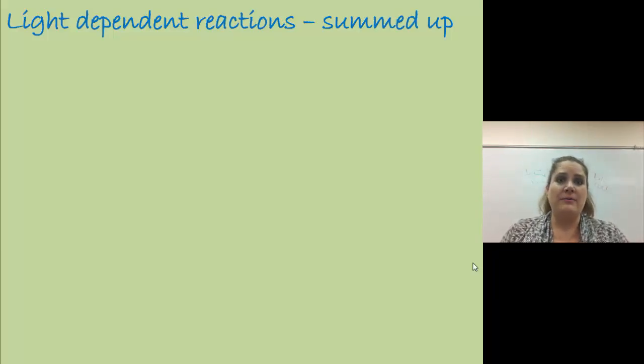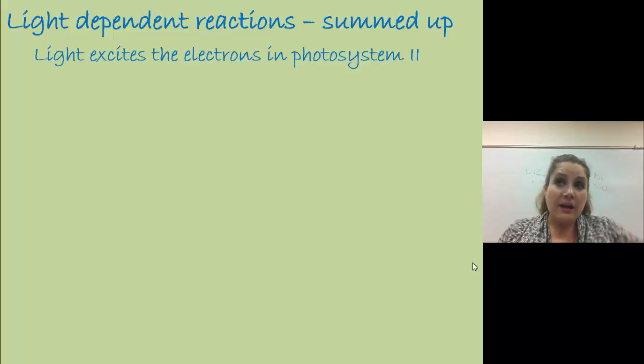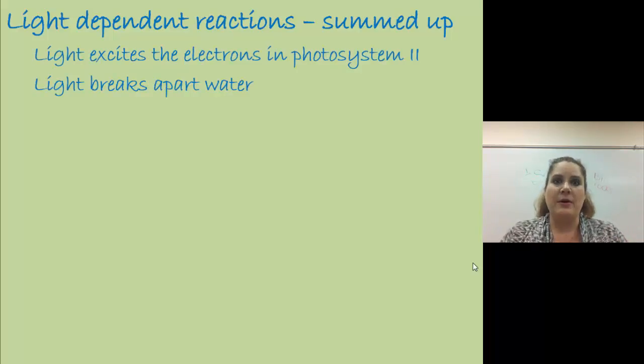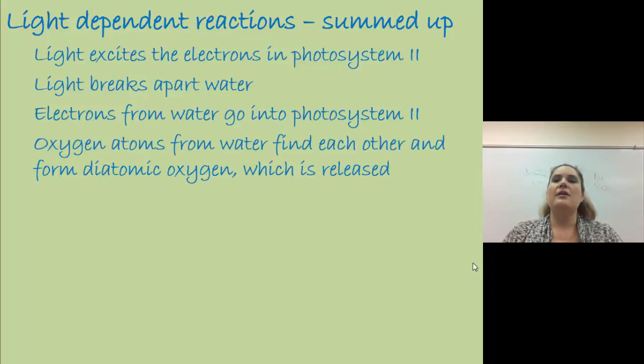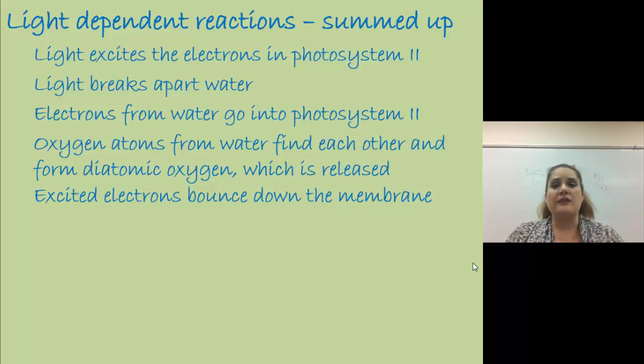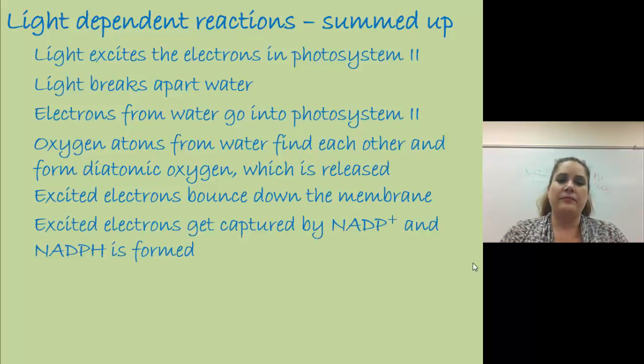So, the light-dependent reactions. The light comes in and excites the electrons in photosystem 2. The light breaks apart the water. The electrons from the water go into photosystem 2 to replace the ones that just popped out. The oxygen atoms from the water are going to find each other and form diatomic oxygen, which gets released. That's one of our byproducts. The excited electrons are going to go bouncing down the membrane. The excited electrons are going to get captured by the NADP plus, and NADPH is going to get formed.